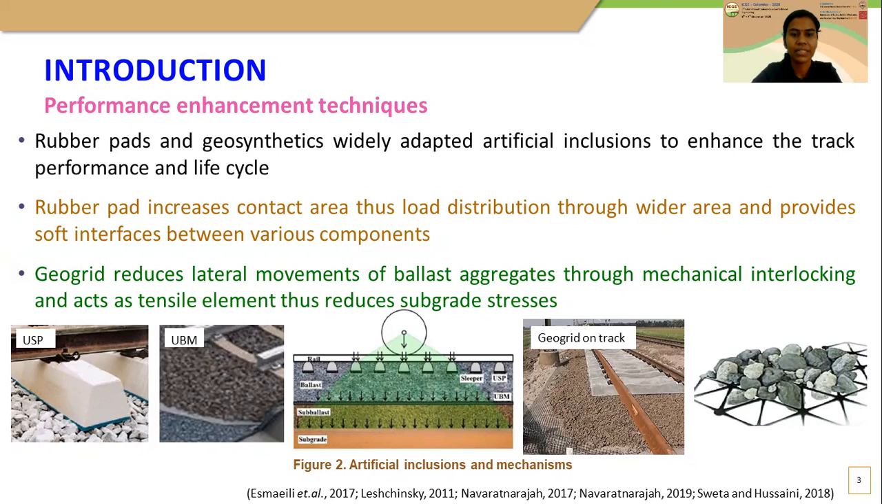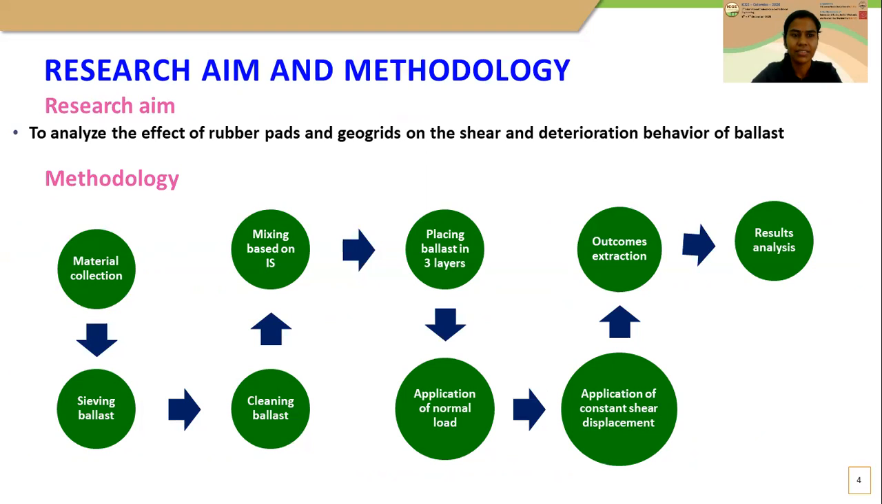Geogrid reduces the lateral movements of ballast aggregates through mechanical interlocking and it acts as a tensile element, therefore it reduces the subgrade stresses. This research aims to analyze the effect of rubber pad and geogrids on the shear and deterioration behavior of ballast. The flowchart shows the methodology of this research.